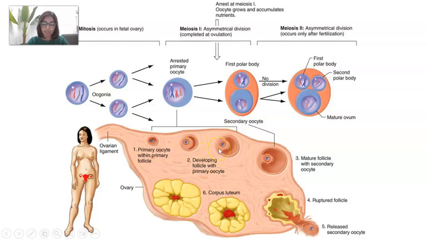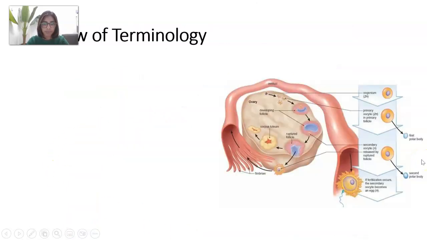stays the same size. Now we know that polar bodies are formed as a mechanism for reducing the number of chromosomes, and so at the end our ovum has just the haploid number of chromosomes present, and they are genetically different. So we're going to discuss all of this process in the ovarian cycle.